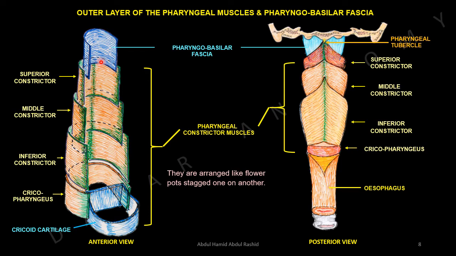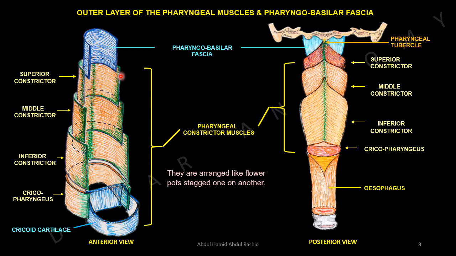Above it, we have a gap between the base of the skull and the superior constrictor, which is filled by pharyngobasilar fascia. So anteriorly, we have a big opening, a gap, connected to the nasal cavity, oral cavity, and the laryngeal cavity.